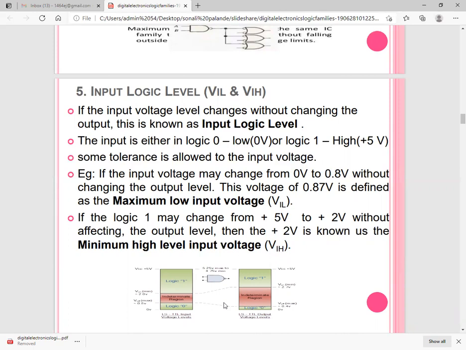Some tolerance is allowed to the input voltage. For example, if the input voltage may change from 0 volt to 0.8 volt without changing the output level, this voltage of 0.8 volt is defined as the maximum low input voltage, that is VIL. If the logic 1 may change from plus 5 volt to plus 2 volt without affecting the output level, then the plus 2 volt is known as the minimum high level input voltage, that is VIH. And this is the diagram of the input logic levels.